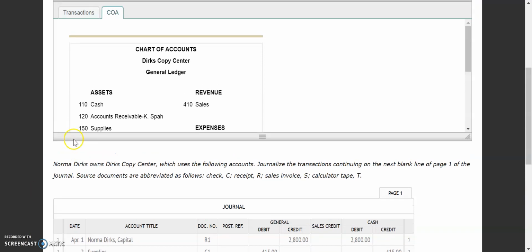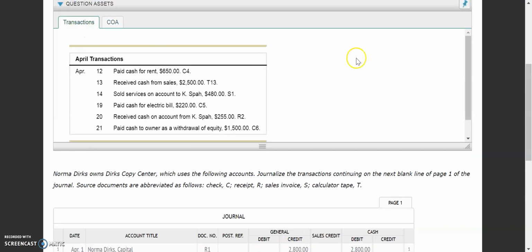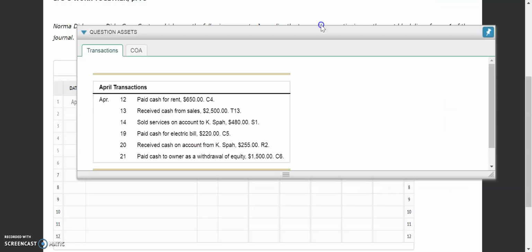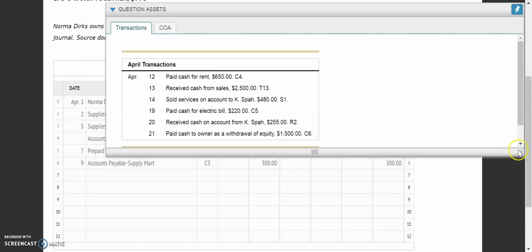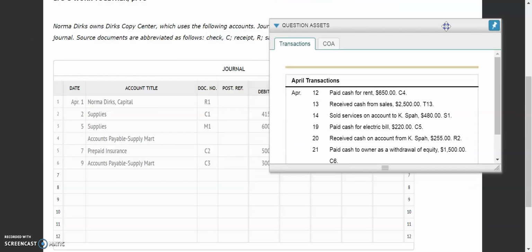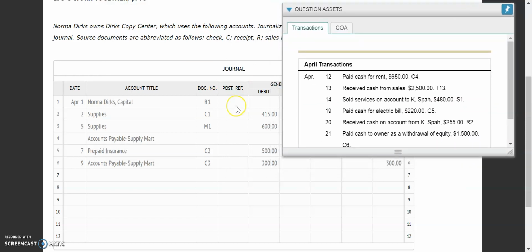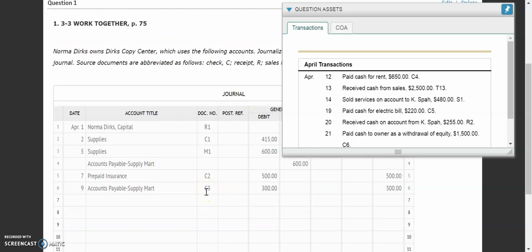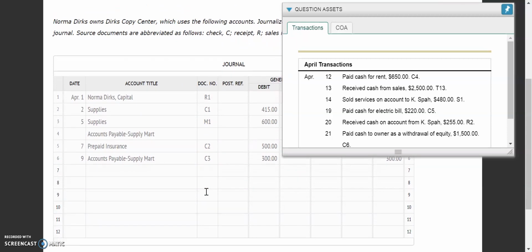So let's take a look at our transactions. We've got 6 of them to do today. So once again, I'm just going to pull this up out of the way here. Notice once again that we have our transactions that we did in the last 2 days here. So we're just going to continue on. So it says on April 12th, we paid cash for rent of $650, check number 4.